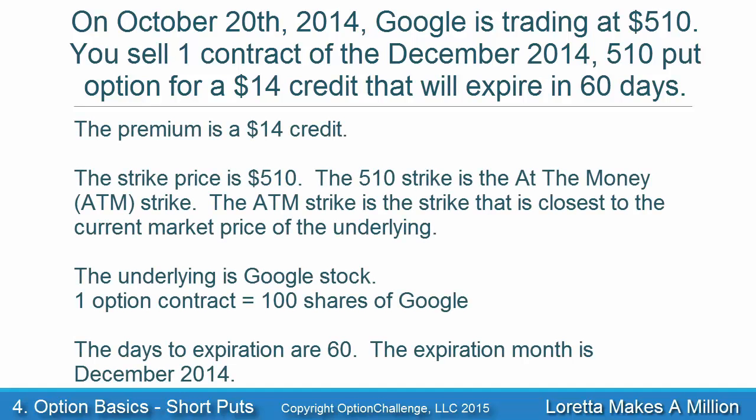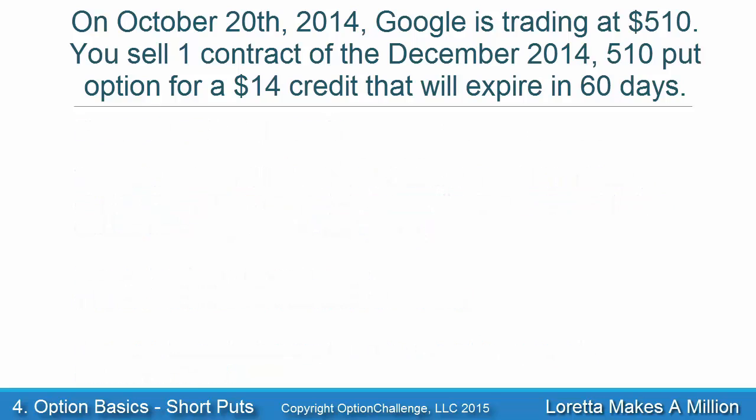The premium is a $14 credit. The strike price is $510. The 510 strike is the at-the-money strike. The at-the-money strike is the strike that is closest to the current market price of the underlying. The underlying is Google stock. One option contract is equal to 100 units of the underlying. The days to expiration are 60. The expiration month is December 2014.